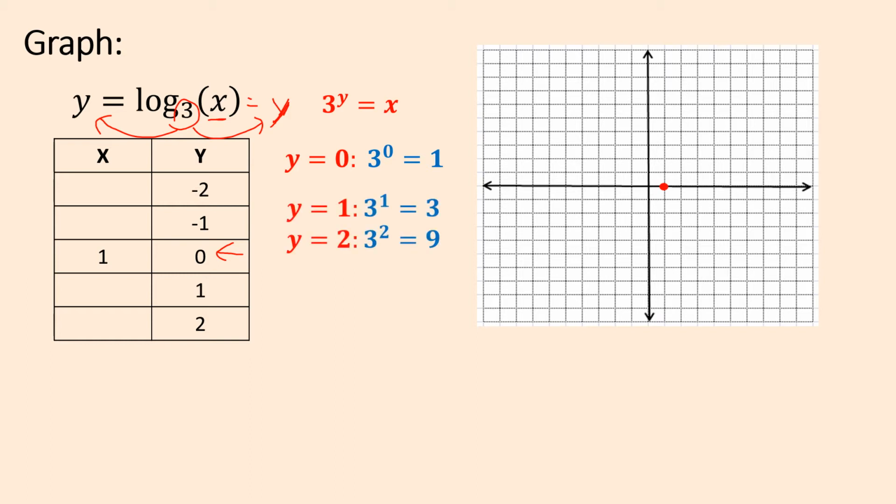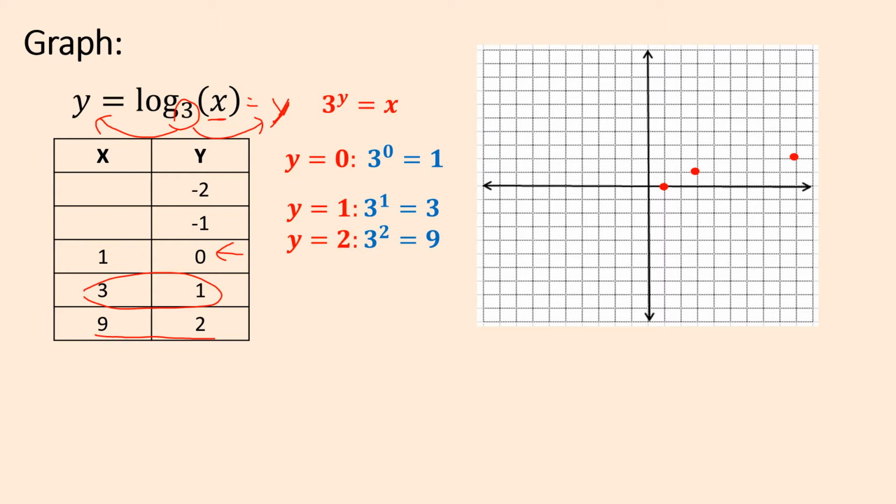If we plug in a 1 or a 2, we're just raising the 3 to that exponent. So 3 to the first is 3. 3 squared is 9. Again, those are going in for those x's. So now we have the point 3, 1 and 9, 2. So far it looks almost like a square root graph.